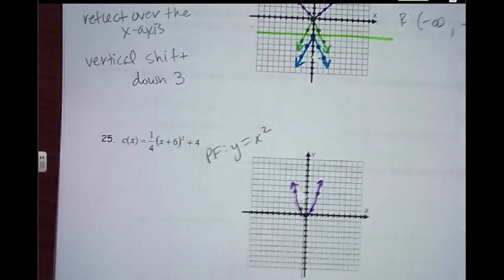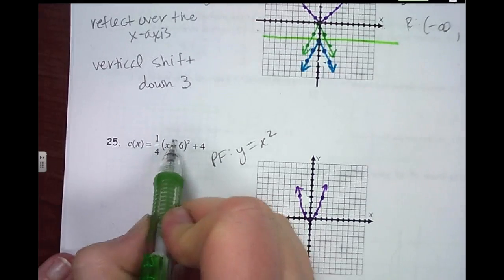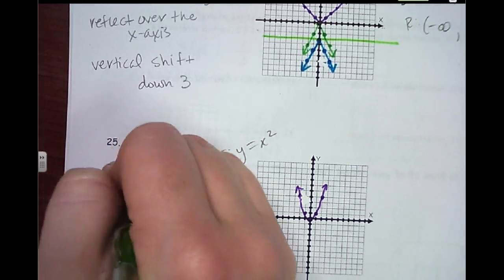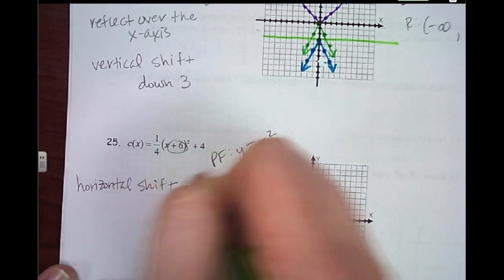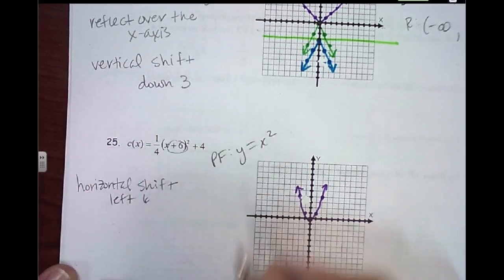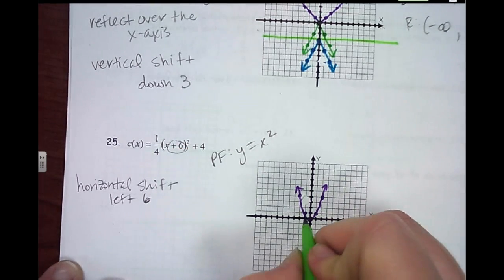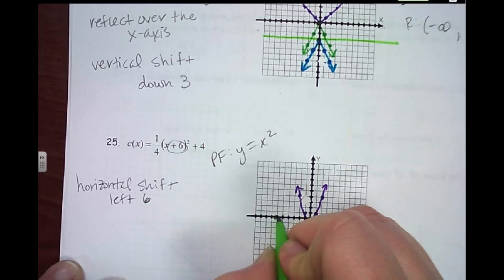Okay, so first thing you would do is the 6 on the inside. That's going to make it move left 6. So we say horizontal shift, left 6. Okay, I'm going to do that first. So everything goes left. 1, 2, 3, 4, 5, 6.